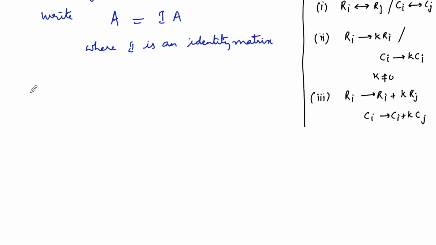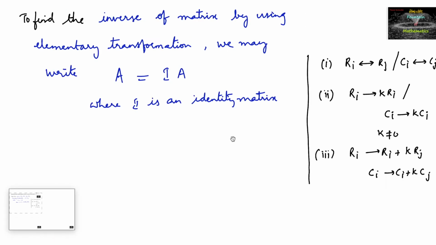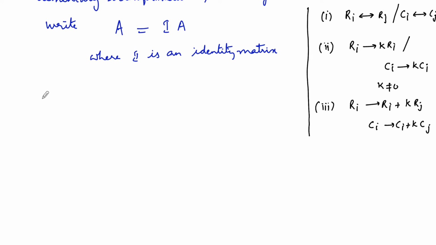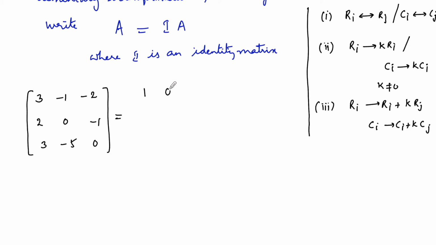First, given matrix A = [3 -1 -2; 2 0 -1; 3 -5 0] on the left side, and on the right side the identity matrix. Let us consider the 3 by 3 matrix [1 0 0; 0 1 0; 0 0 1], and then let's write A as it is. So this is the first step.